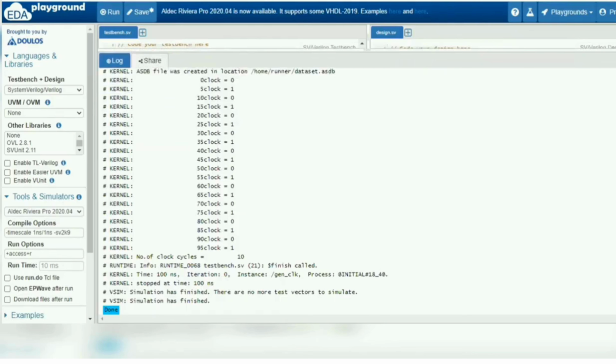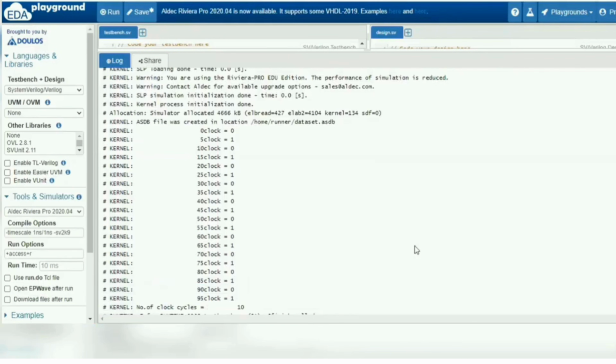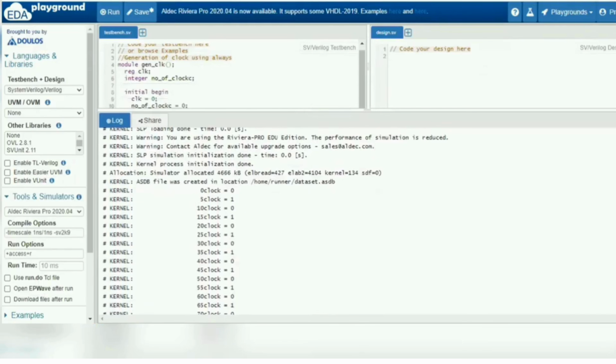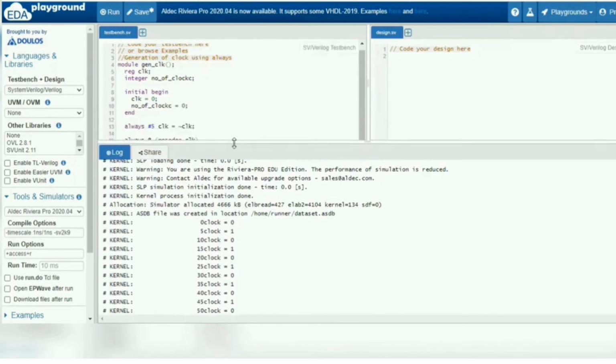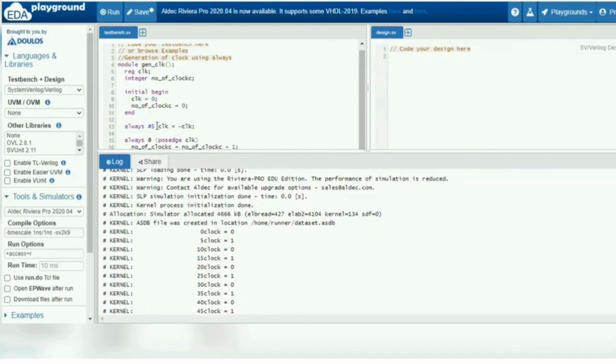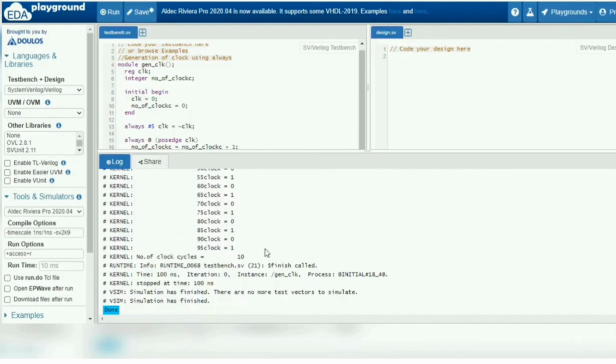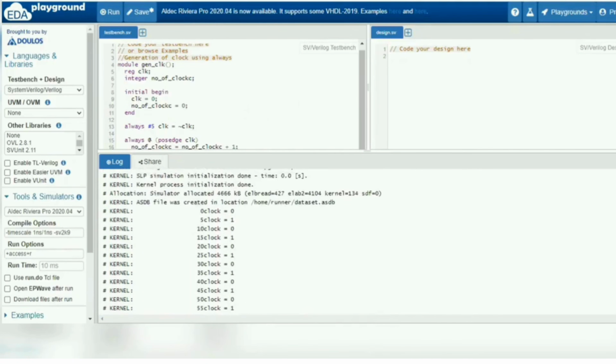See here, using the always block, we are generating the clock. Initially, the clock is 0 and every clock has a 10 unit delay. The time period is 10 units because here we are considering 5. That's why the clock time period is 10 time units. The clock is generating up to 100 time units, below 100, that means 95. And the number of clock cycles is 10.